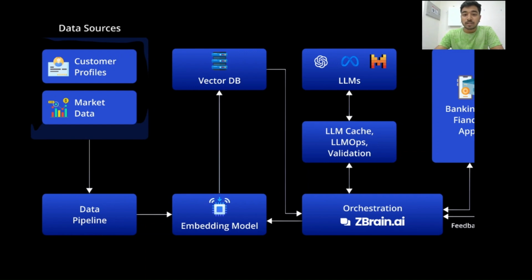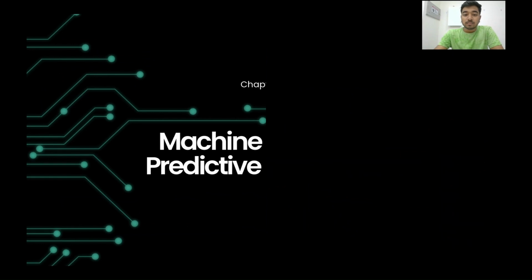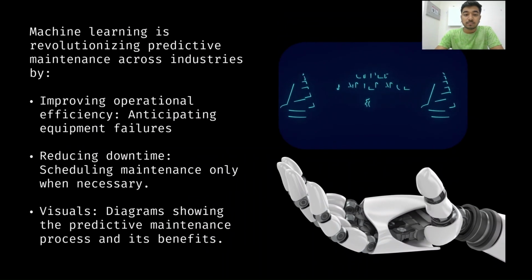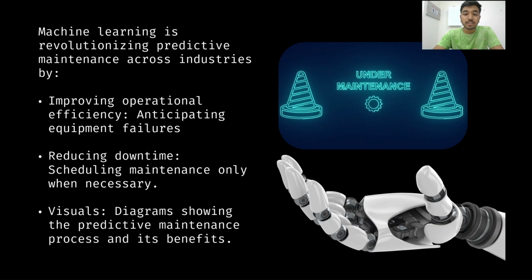Now moving to predictive maintenance. Traditional maintenance schedules rely on time, but machines don't always fail on schedule. Machine learning flips the script by monitoring equipment data in real time to predict when something's about to go wrong. This helps to prevent unexpected breakdowns, reduce downtime, and extend equipment lifespan. From aircraft engines to factory conveyor belts, predictive maintenance saves millions.